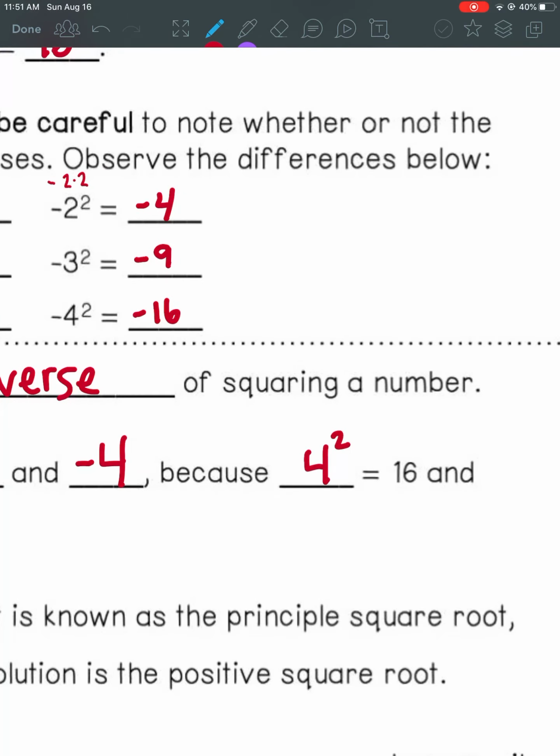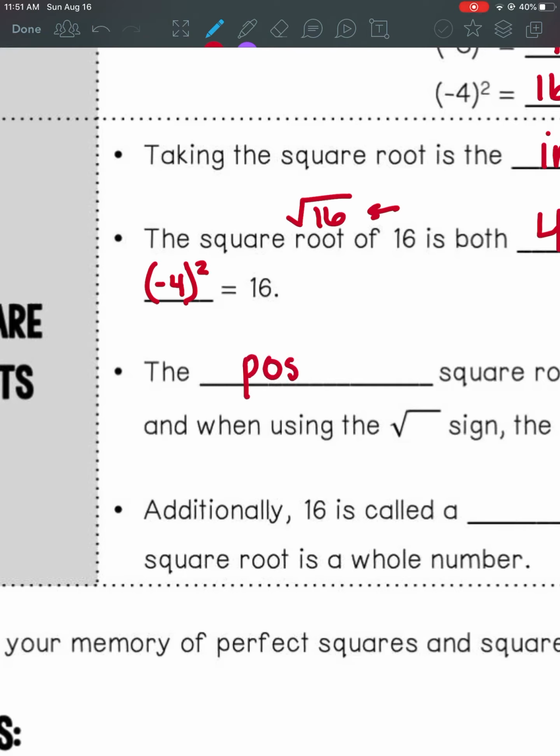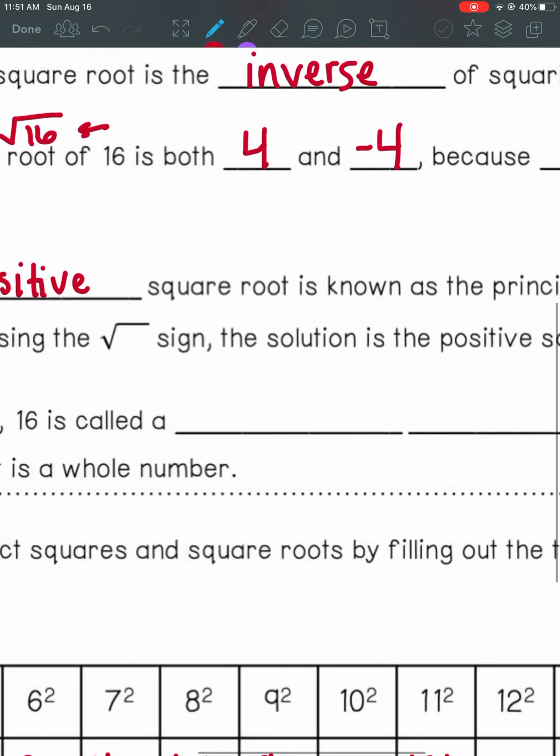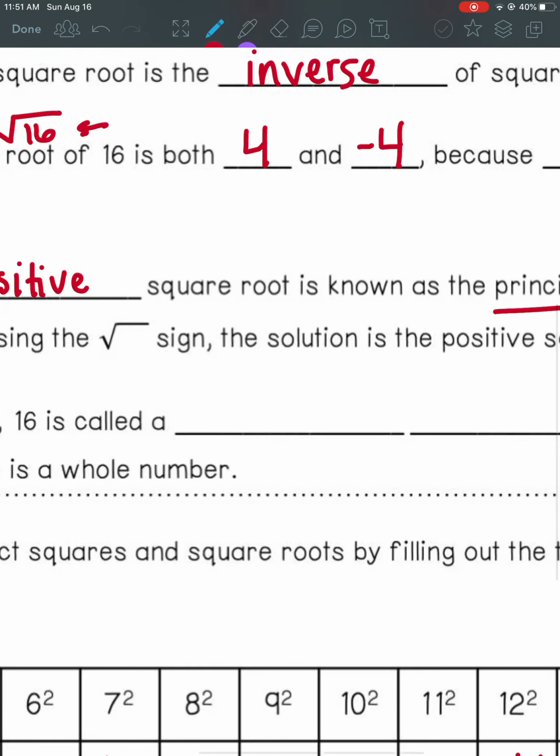However, if we see a square root sign, we're always going to assume that it's the positive square root, which we also call the principal square root. So when we're using that square root sign, the solution is going to be the positive square root. Okay, so we call 16 a perfect square because it comes out to a perfect whole number. A lot of square roots don't come out to a whole number. They come out to this big, long decimal, and that's not called a perfect square. We want it to come out to a whole number in order to be perfect.